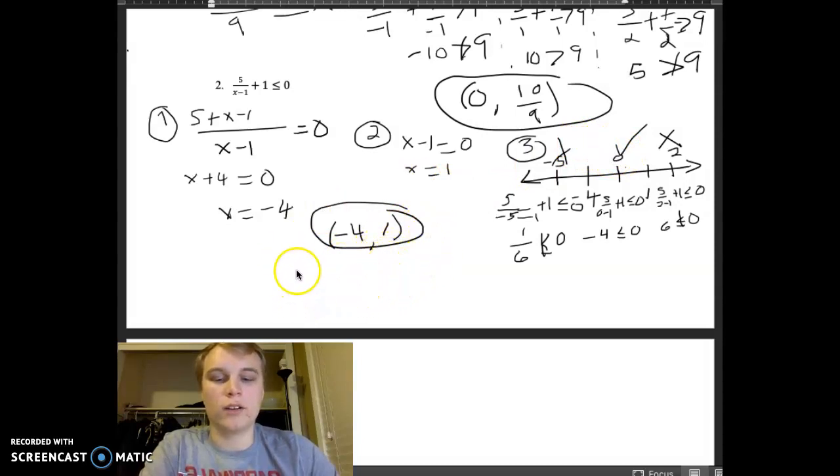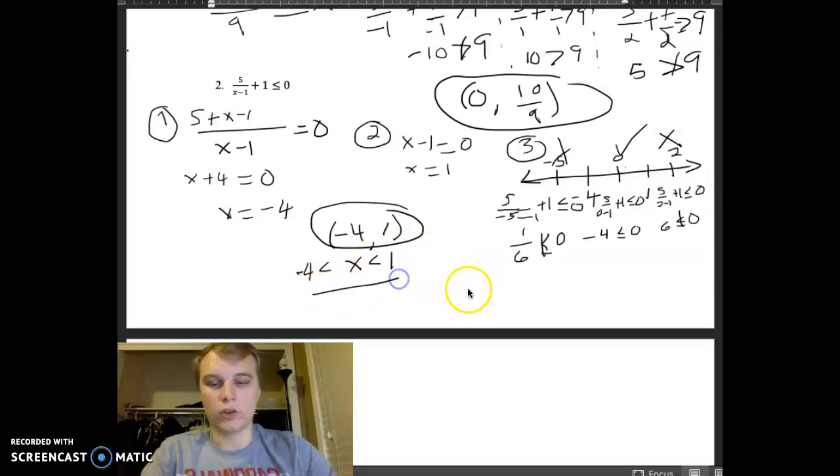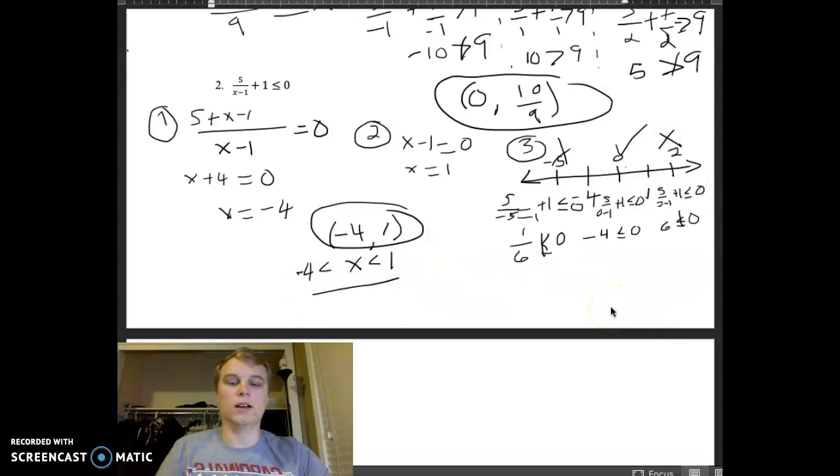-4, 1. If you wanted to write this as a set builder notation, it would be -4 less than x, or yeah, greater than x. Sorry, -4 is less than x, which is less than 1. Okay, that is also correct. And you can do similar for the previous one.